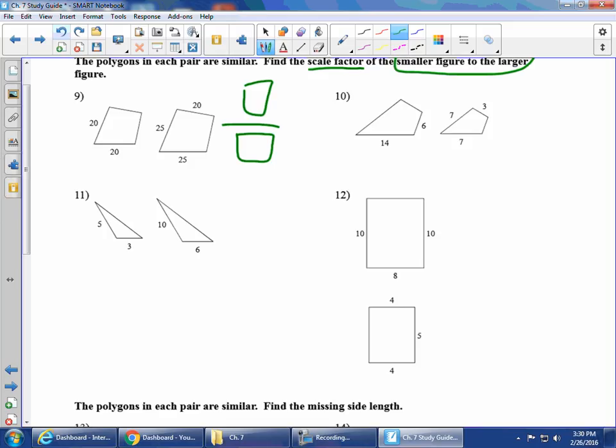We only have really two sets of numbers to choose from, so I'm going to pick 20 and 25. 20 is going on top, 25 goes on the bottom, smaller to bigger. You reduce. What number can you divide by here and divide by there? That's going to end up being 5. So 20 divided by 5 gives me 4, and 25 divided by 5 gives me 5, and that would be your scale factor. In smaller numbers, 4 of these is related to 5 of those. But they bumped it up a little bit. That's what you do there.